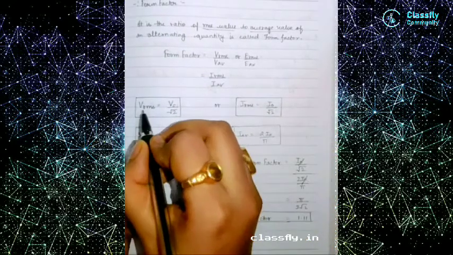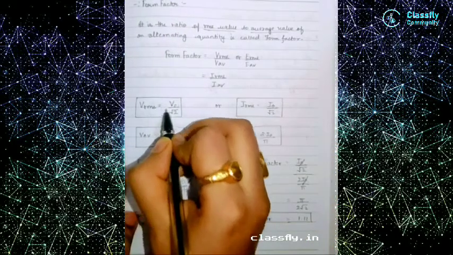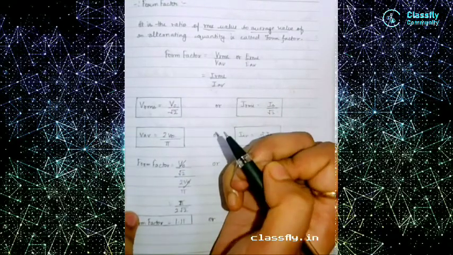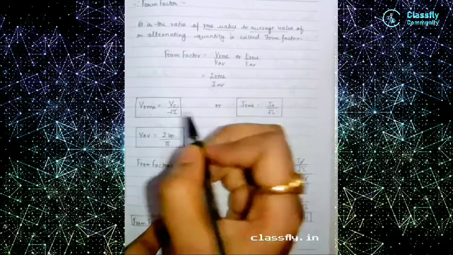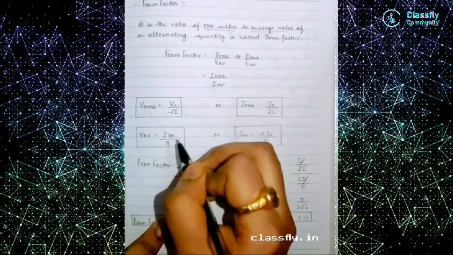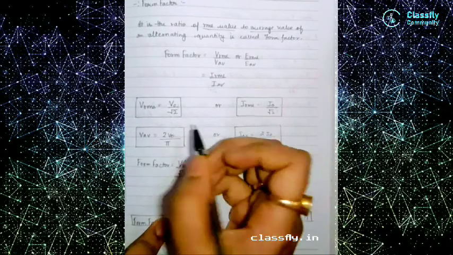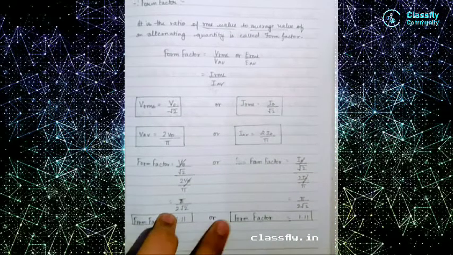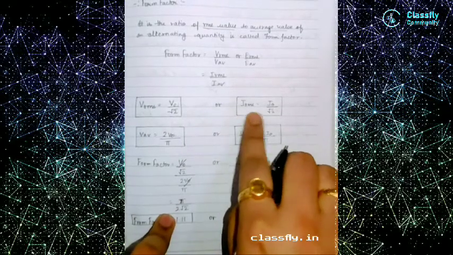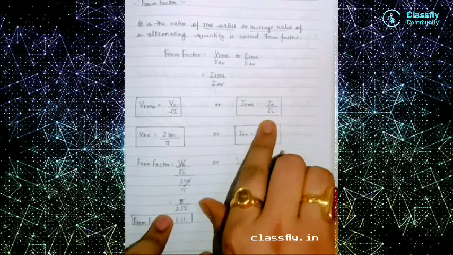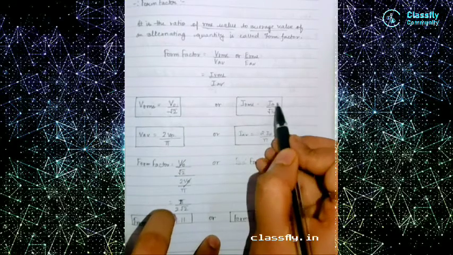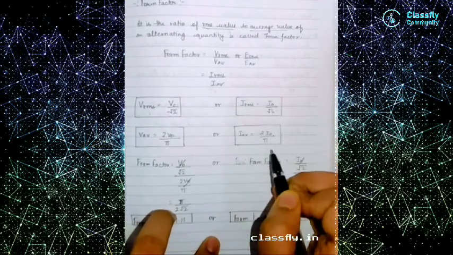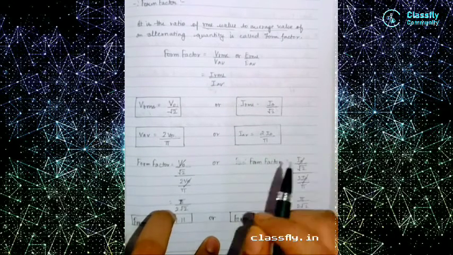We know that Vrms is V naught by root 2, where V naught means the maximum voltage, and the V average is 2V naught by pi. For current, Irms is equal to I naught by root 2, where I naught is the maximum current, and Iav is equal to 2 I naught by pi.